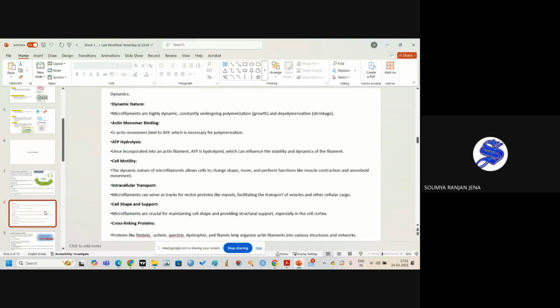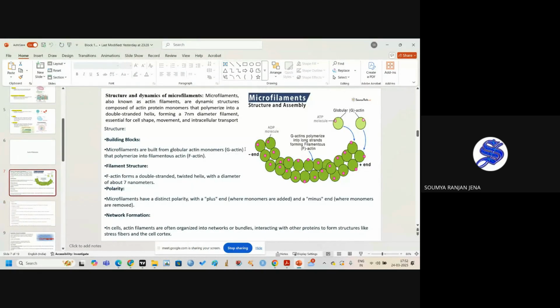If we go to the dynamics of these microfilaments, they are highly dynamic and constantly undergoing polymerization, that is called addition of the globular actin into the plus end, and depolymerization or shrinkage of the filament. This is called polymerization, and this is removal of this G-actin, and this is called shrinkage of these microfilaments.